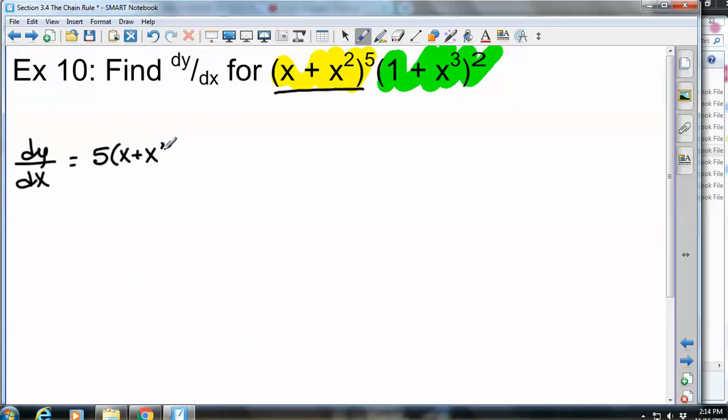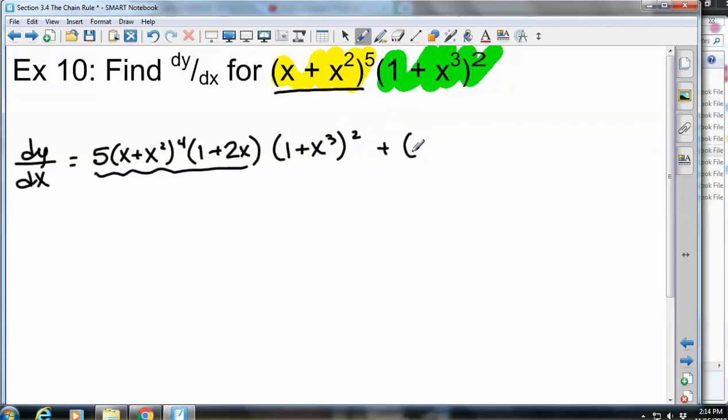5, inside stays the same, to the 4th, times, what's the derivative of the inside? Okay, all of this just represents the derivative of the yellow piece. So the product rule says it's the derivative of the first times the second one plus the first one times the derivative of the second one.